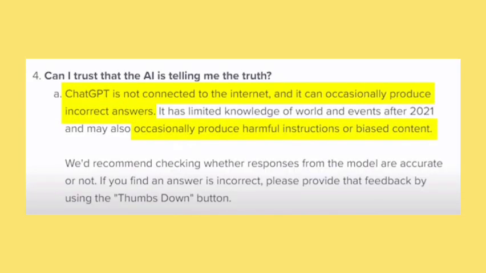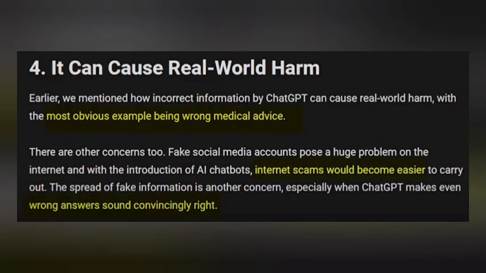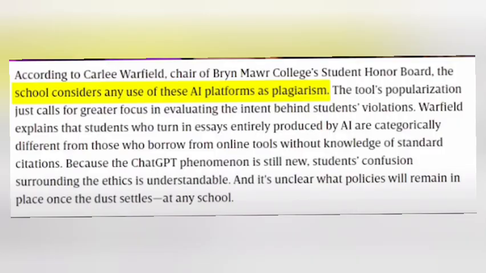And the answer from ChatGPT was that it is not connected to the internet, and it can occasionally produce incorrect answers. It has limited knowledge of the world and events after 2021, and it may also occasionally produce harmful instructions or biased content. The research said that it's very, very bad for the real world, the most obvious examples being wrong medical advice. ChatGPT also gives wrong medical advice, and internet scams will also become easier. So there have been lots of internet scams and wrongly produced answers, which has caused much confusion.